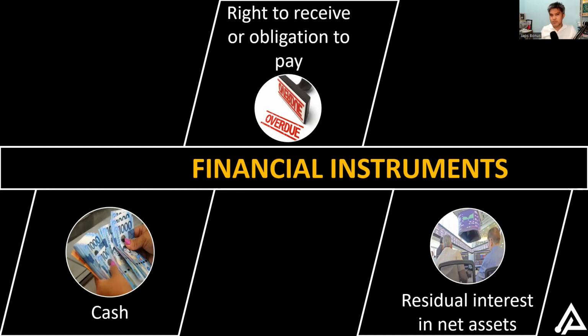So financial instruments are contracts that create financial assets on one side and a financial liability or equity, or in certain cases, a combination on the other side. It could be cash, a right to receive or an obligation to pay cash, or a claim on residual interest in net assets of the business. We'll dive into these examples in a short while.